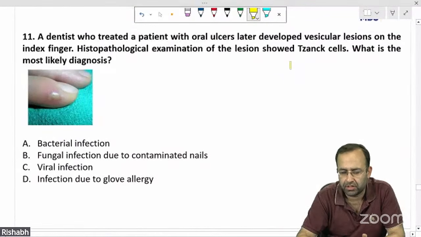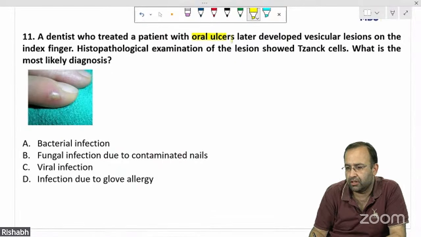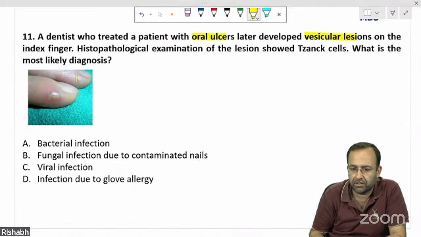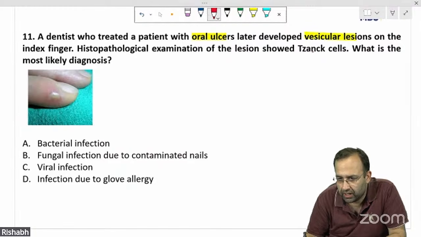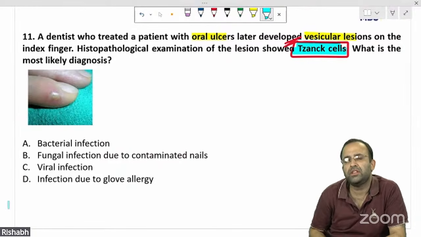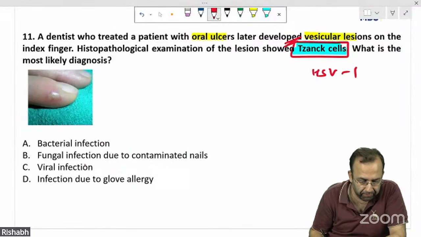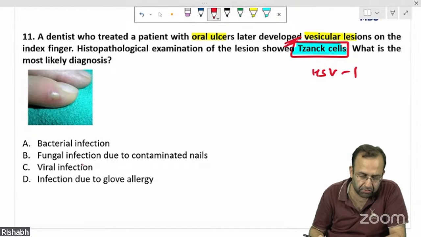मतलब straightforward questions. Then there was a dentist who treated a patient with oral ulcer. Later developed vesicular lesion. ऐसा vesicular lesion आ गया. Histopathological examination shows the presence of Tzanck cells. The minute you see Tzanck cells, it is HSV1, it is herpes simplex 1. It is a case of HSV1.